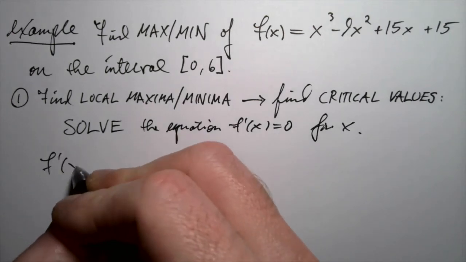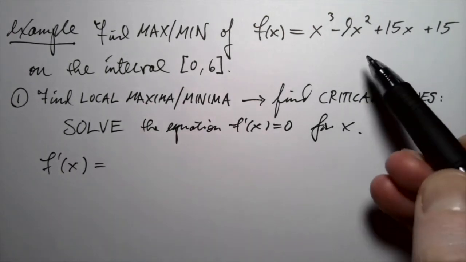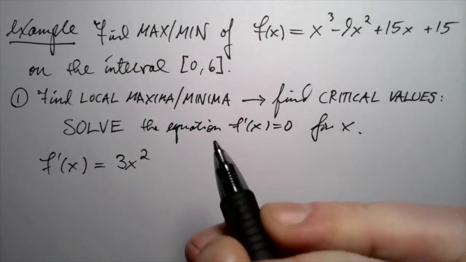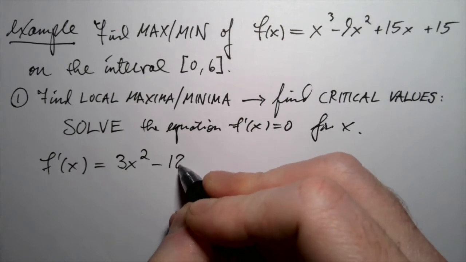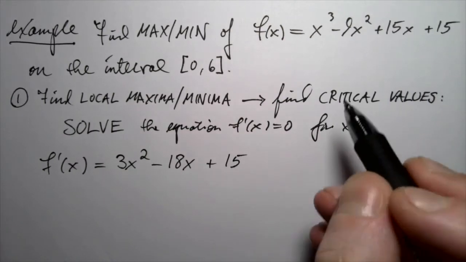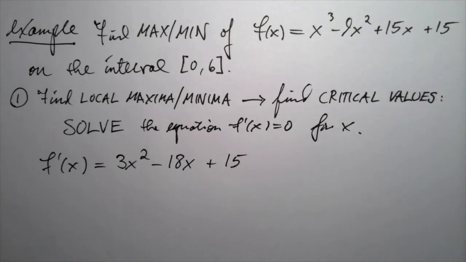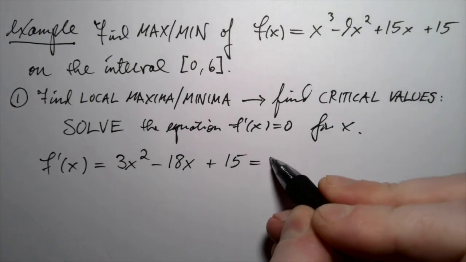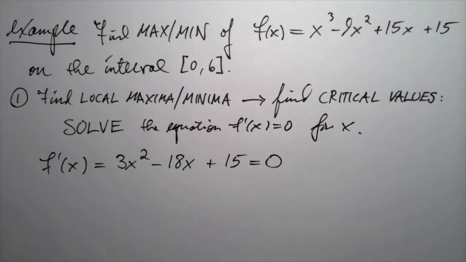Well, what's the derivative of this function? This is a polynomial. Derivatives of polynomials are easy enough. We just use the power rule on each piece. So term by term, bringing the exponent down, multiplying it by the coefficient in front, and then subtracting 1 from the exponent, we see that the derivative is 3x squared minus 18x plus 15. And now we set it equal to 0, and we need to solve for x.